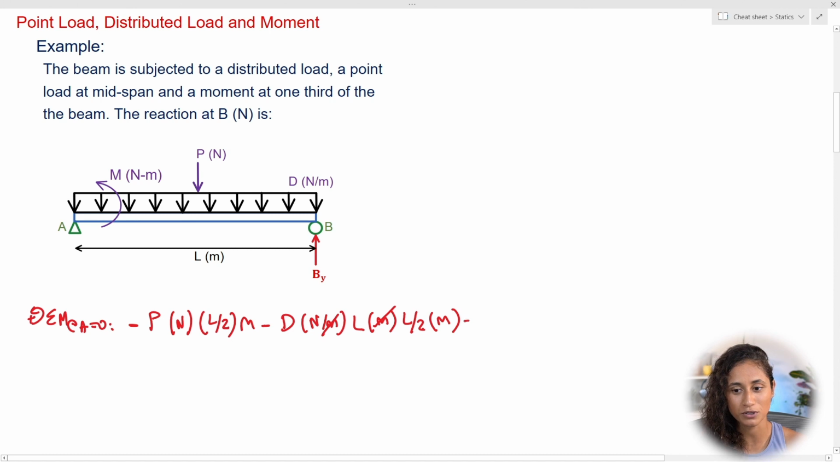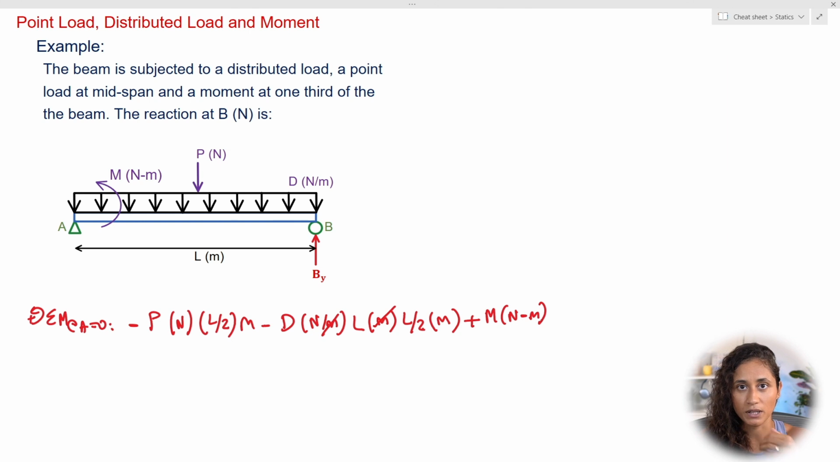So what we're going to do here is plus moment and then Newton's meter. Now here's something that I see a lot of students do, is that they take the moment and then they multiply by the distance. And you should not do that, because this is the moment equation. This is already a moment. So all you need to do is just add it or subtract it. In this case, we had to add it, but it already has the unit of moment, Newton's meter. So you don't need to multiply it by distance or anything. So keep that in mind.